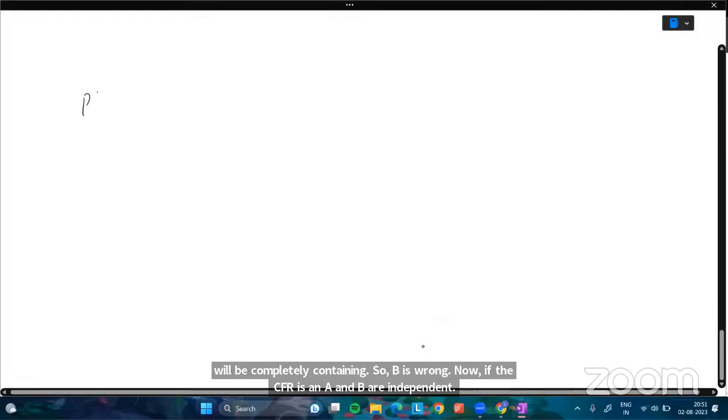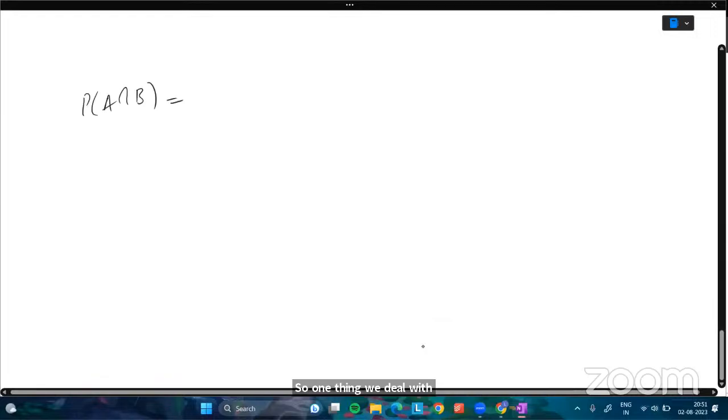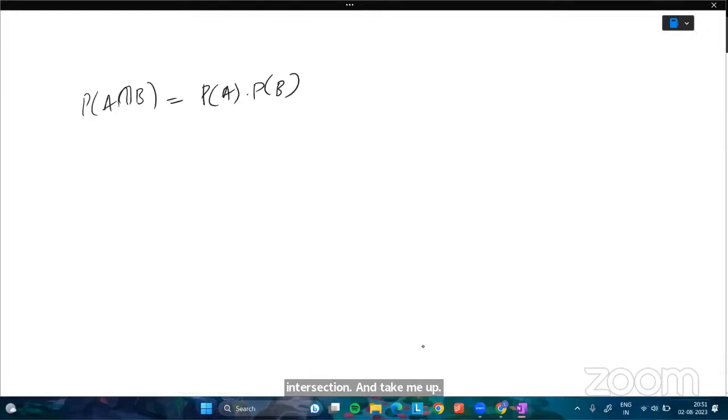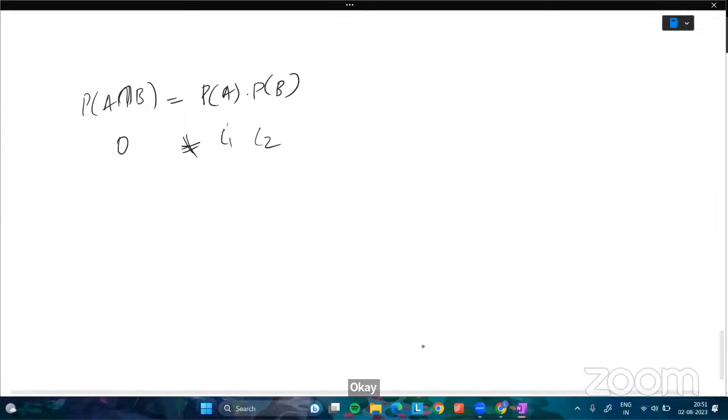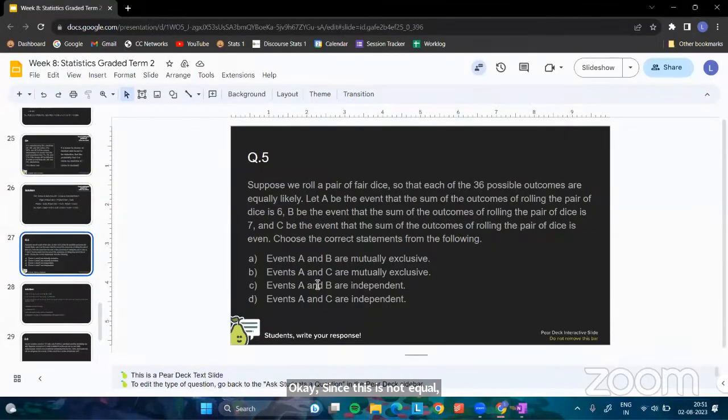Now, if they're asking for events A and B are independent. So one thing we do to check independence is P of A intersection B should be equal to P of A into P of B. Now, the intersection will be the null set, right? So this will be 0 because the sum can't be 6 and 7 at the same time. But if you look at the right-hand side, this will be some constant C1 into some constant C2. So this won't be equal. Probability of A and probability of B are non-zero numbers. Since this is not equal, it's not independent. So C is wrong. Is it clear? Yes, ma'am.